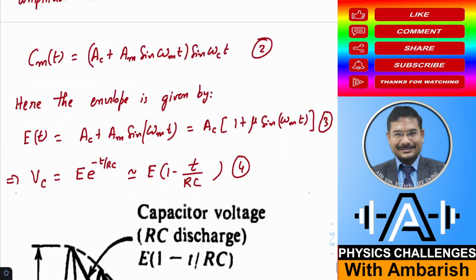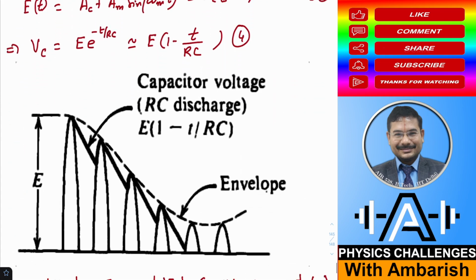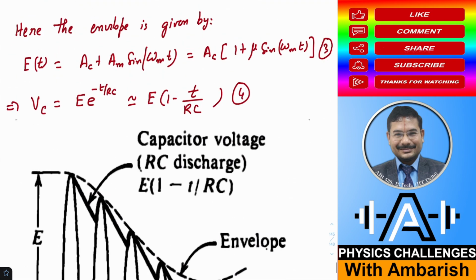And what about the voltage across the capacitor? So let's say at some instant you hit a peak where the peak voltage was, let us say E, and now the discharging has started. So let's say this is your t equal to 0 when you hit the peak. So how will the capacitor voltage vary with time? This will be an exponentially decaying curve, so e to the power minus t by RC. And if you use the expansion for e to the power x, where x is very, very small, and take the first term, this can be approximately written as E into 1 minus t by RC, right?